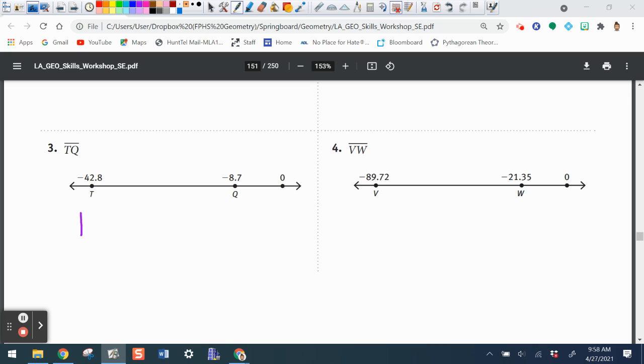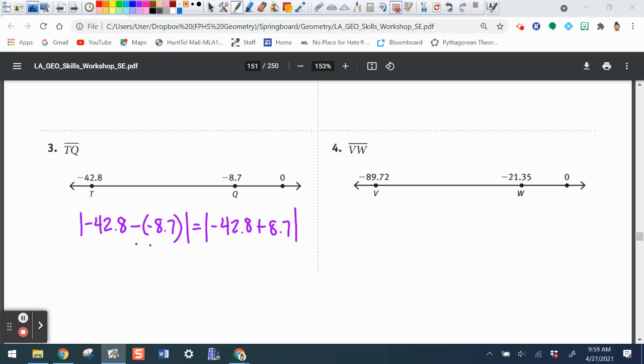So we're going to take point t, which is located at negative 42.8, and subtract. Remember, distance or length is a change in location, and so we utilize subtraction here, but we have to subtract a negative 8.7. So yes, I am going to write both negatives there. And the first thing I'm going to do is, when we subtract a negative, we change it to addition. So that's the first thing I'm going to do. Negative 42.8 plus 8.7.